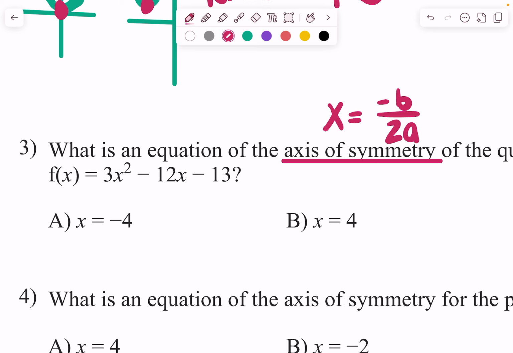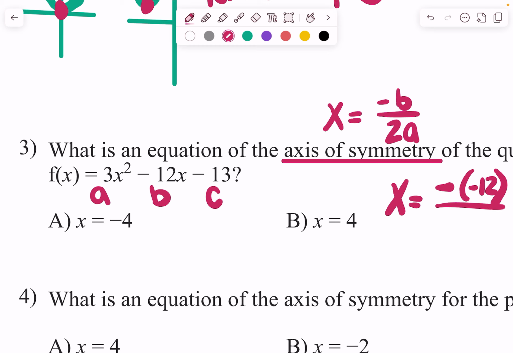So, a is the number in front of x squared, which is 3. b is the number in front of x, which is negative 12. And c is the number by itself, which is negative 13. Axis of symmetry, x equals negative b over 2a. Our b is negative 12, so we're going to have negative negative 12 over 2, and a is 3.